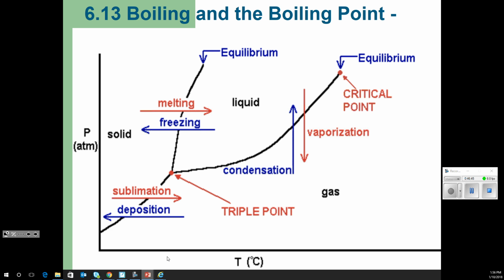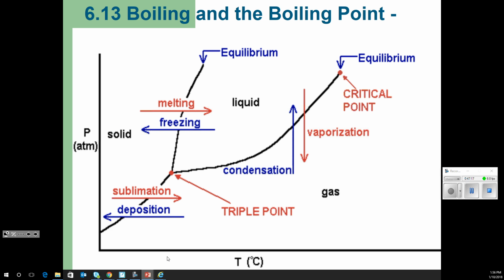Now you'll notice at the very far right of the graph there is a point that is called critical point. At this point, it is hot enough, the molecules are moving fast enough, that it doesn't matter how much pressure I apply to it, I cannot make a liquid. So past the critical point, it's gas, all the way up. Okay, there's nothing I can do to make those except for cool it down, make it into a liquid or solid. So past that point, it's all gas. That's the critical point.